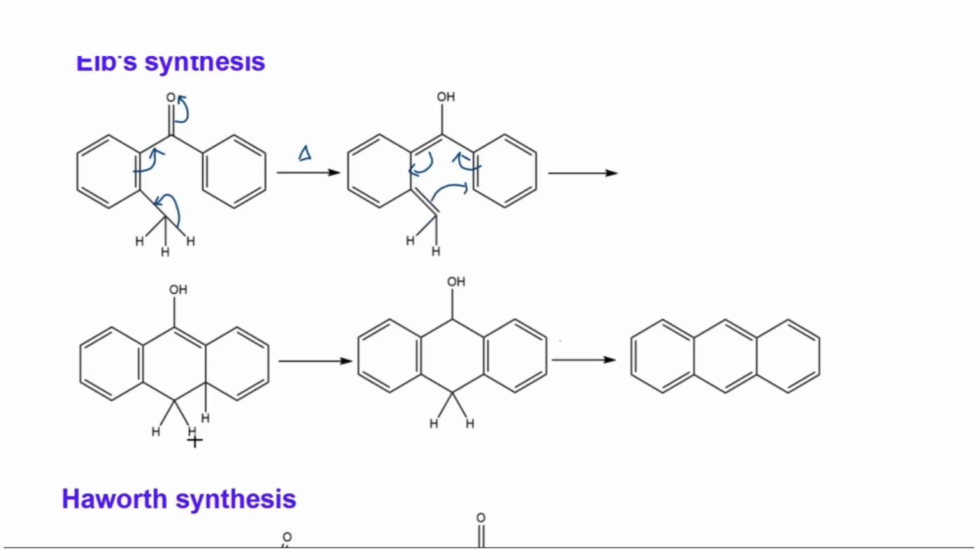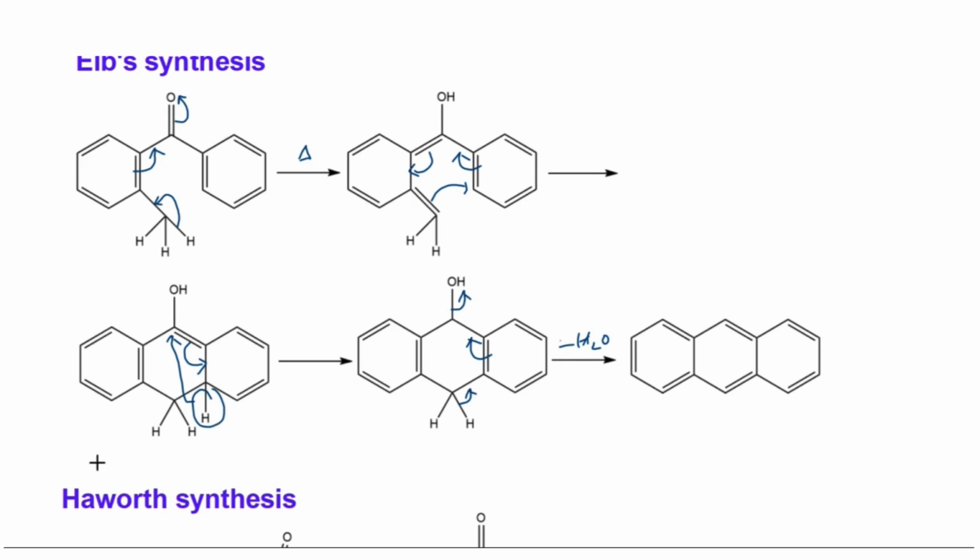Now this is the very key step. Here there is a 1,3 hydride shift to this one, and this pi system is getting shifted to here. Finally we are getting this intermediate. Later, dehydration takes place, so minus H2O in this way. So like this H2O gets cleaved, minus water. So finally we get this anthracene. So this is how this Elbs synthesis occurs.